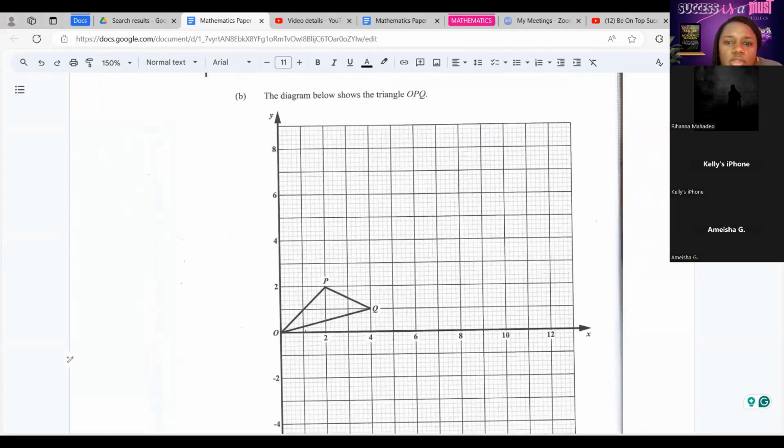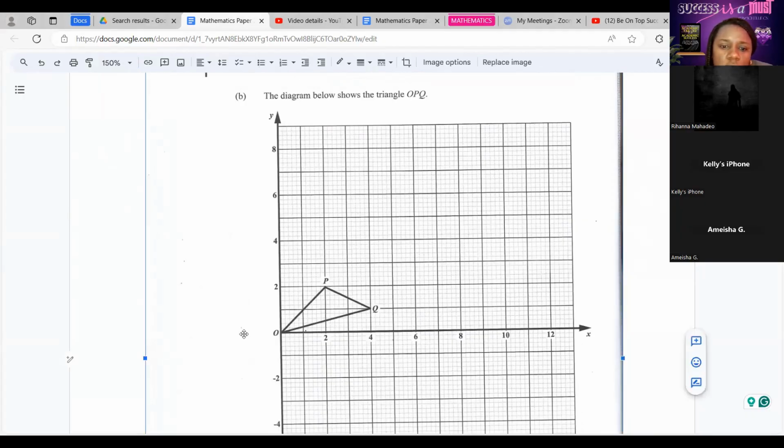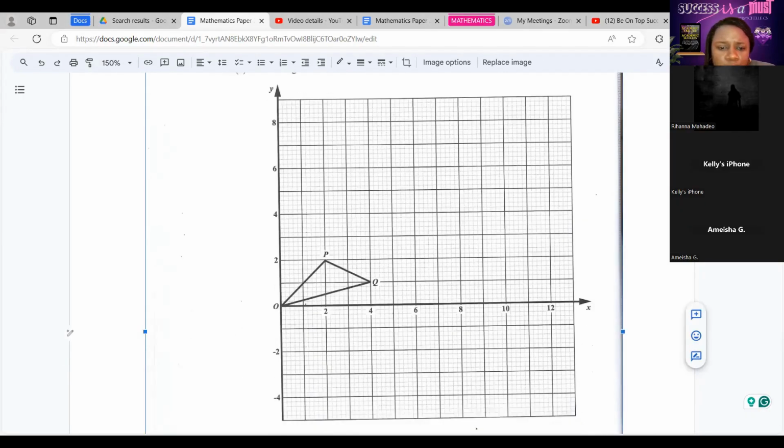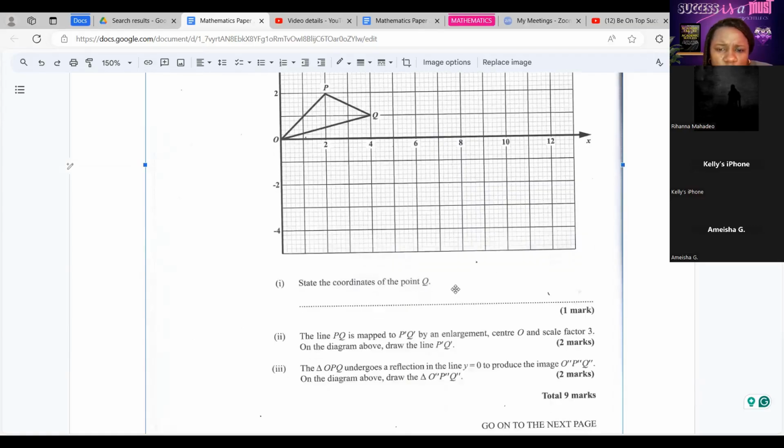The diagram below shows the triangle OPQ. State the coordinates of the point Q. I think most persons got the coordinate part because that's easy, right? Easy, easy, easy. So Q is here.